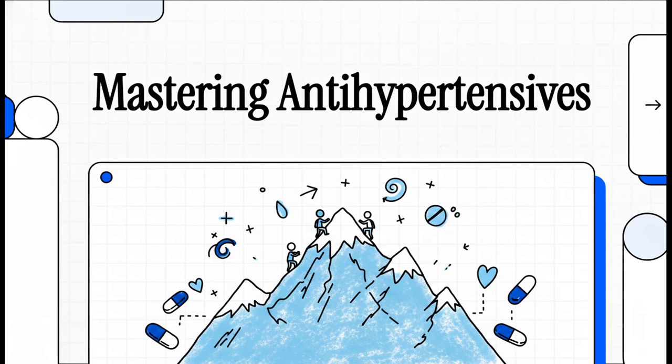Hey there. If you've ever tried to get your head around all the different antihypertensive medications, you know it can be a real challenge. Well, you're in the right place. We're about to break down the most common blood pressure drugs using a super simple framework that's going to save you a ton of study time.